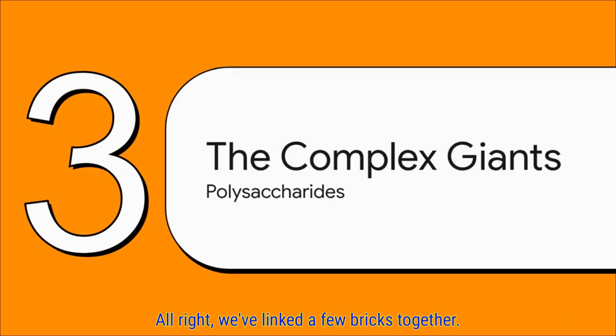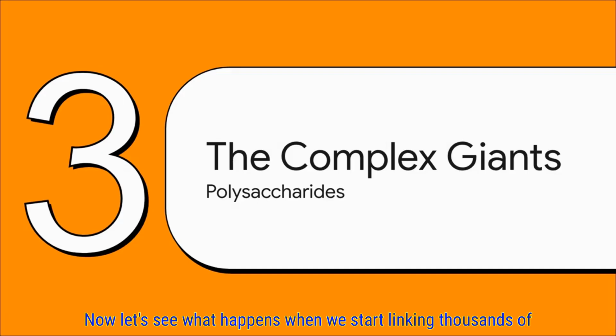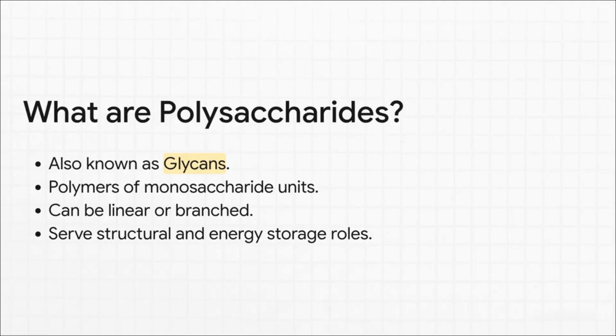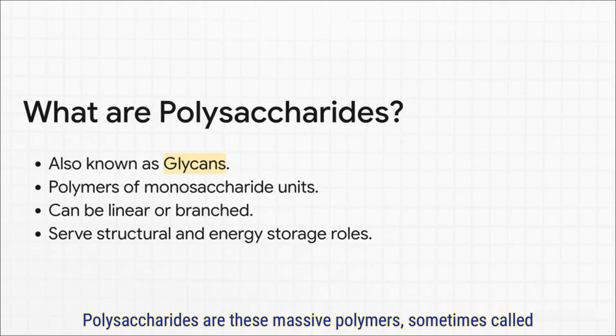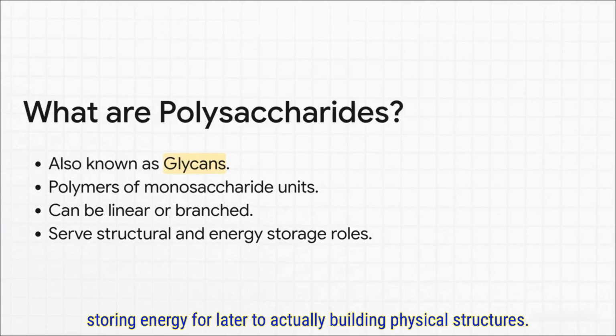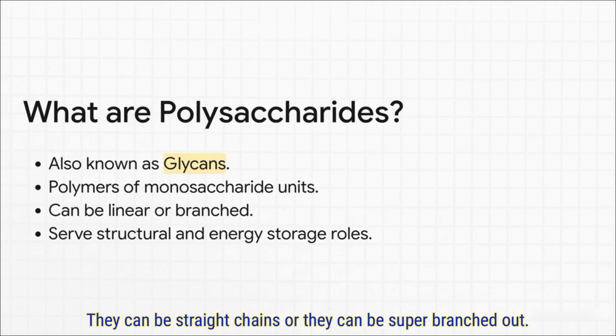All right, we've linked a few bricks together. Now let's see what happens when we start linking thousands of them into these giant, complex structures. Polysaccharides are these massive polymers, sometimes called glycans, and they play these huge roles in our bodies, from storing energy for later to actually building physical structures. They can be straight chains, or they can be super branched out.